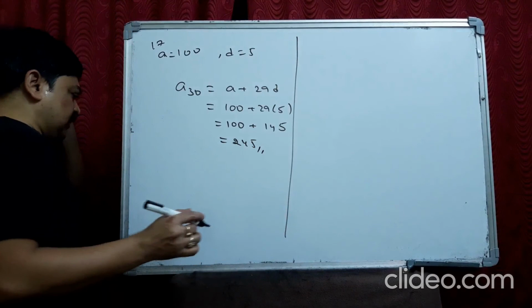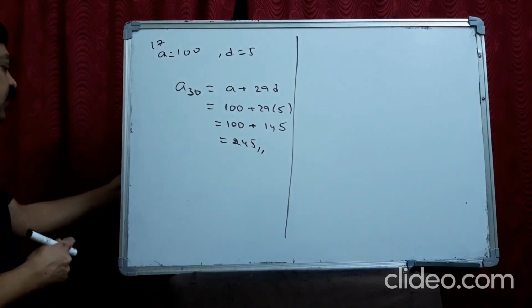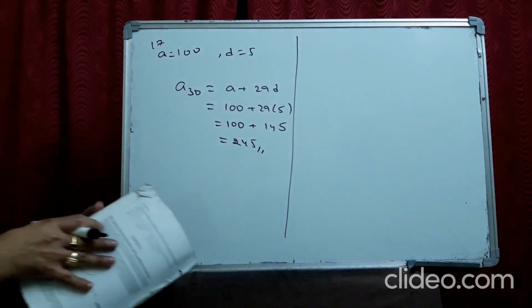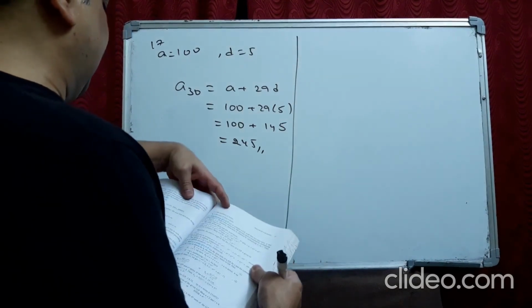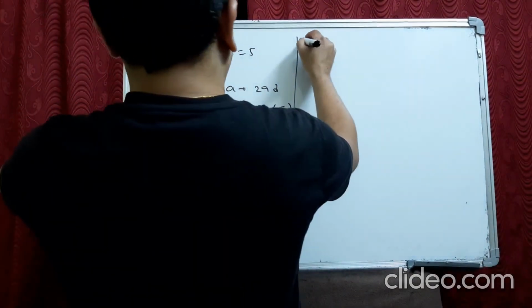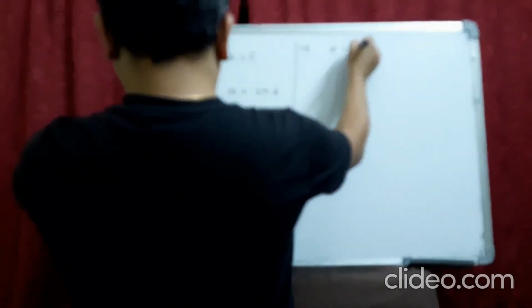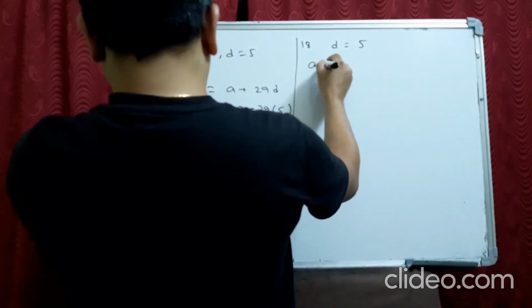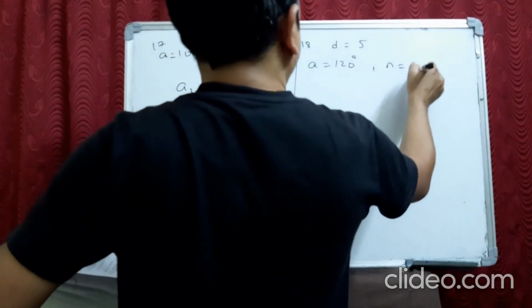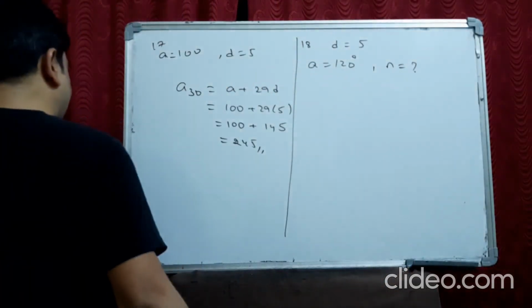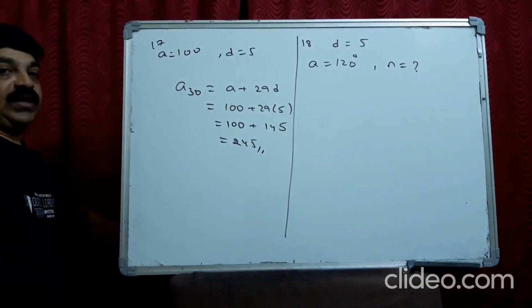So next question. It is of a polygon. Something like they have given. The difference between any two consecutive interior angles of a polygon is given here. d is 5. Smallest angle, a is 120 degrees. Number of sides of the polygon, n equal to how much? Here there is something missing which they don't give, but you have to know that.